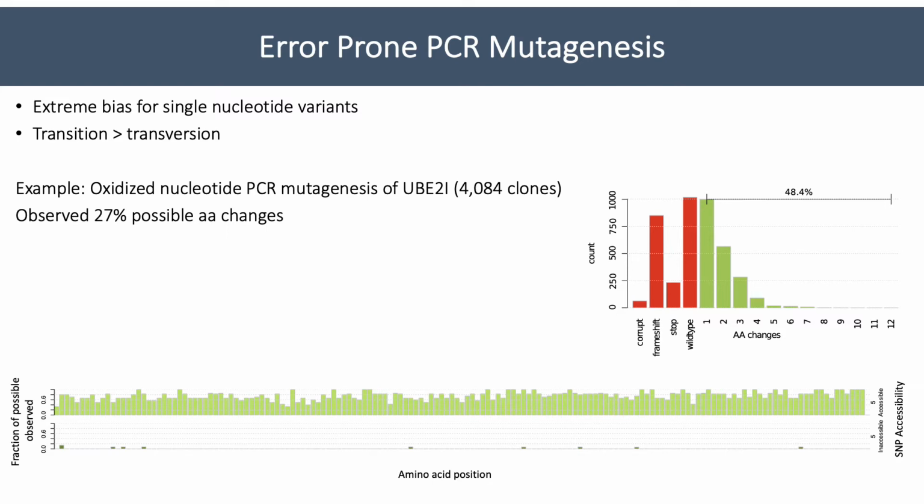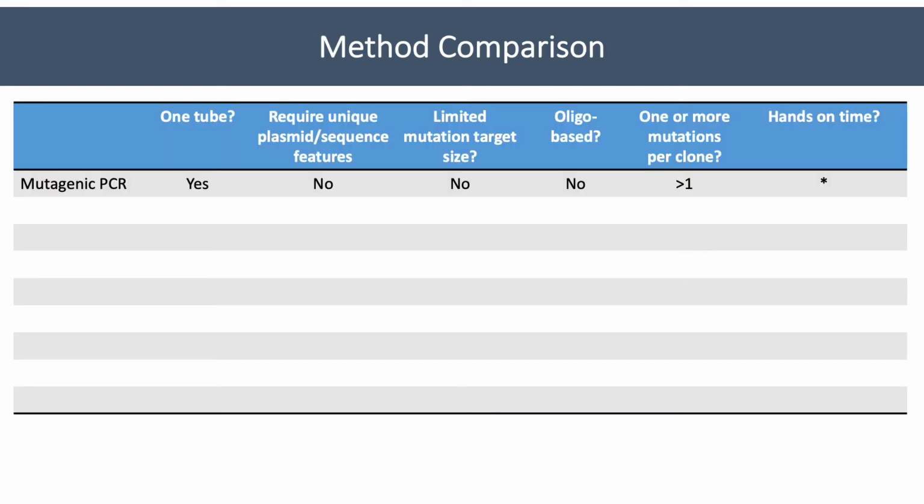Overall, in the 4,000 clones that we sequenced, we only observed 27% of all possible amino acid changes. So in summary, for error-prone PCR, it's certainly a very simple approach to employ. It requires very little in terms of reagents, but I certainly would stay away from it if you're interested in exploring the full spectrum of coding variation in your screen.